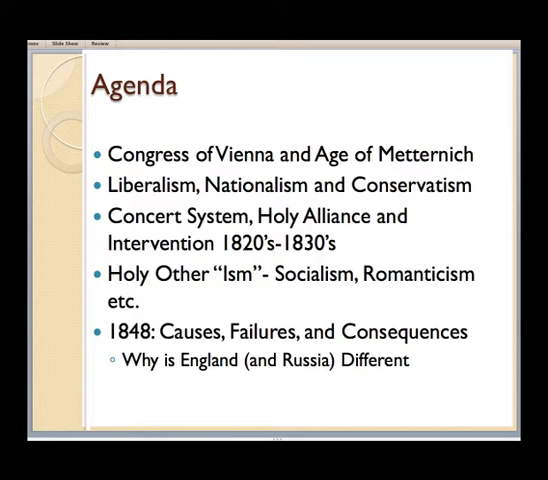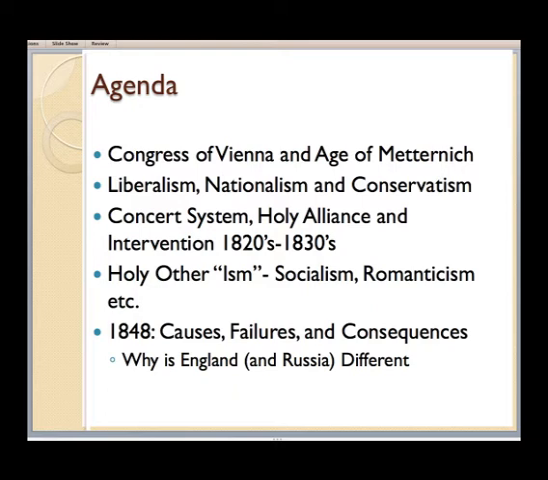To do that, we'll need to understand liberalism, nationalism, and conservatism, these three forces working in some cases with each other and in some cases against each other. We'll look at the concert system, the Holy Alliance, and the way in which conservative forces attempted to keep down liberal and nationalistic uprisings in the 1820s and 1830s.